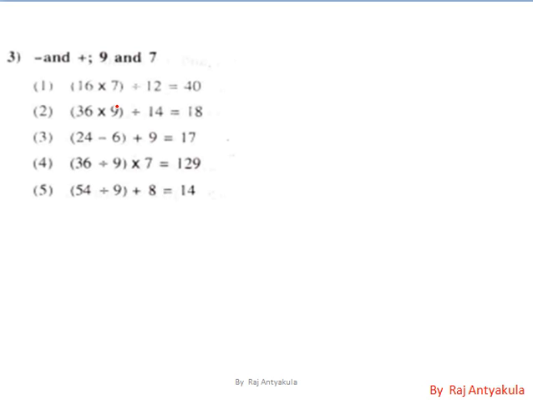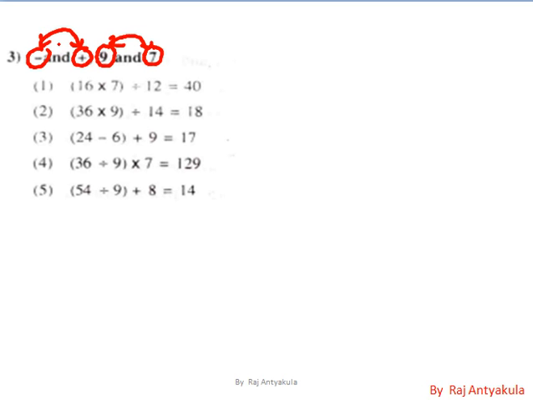See here what is given. Minus has to be interchanged with plus and 9 has to be interchanged with 7. Similarly, vice versa, whenever you find 7 you have to replace it with 9. Similarly, whenever you find minus we have to replace it with plus, and whenever you find plus you have to replace it with minus. Now what is the first option given?